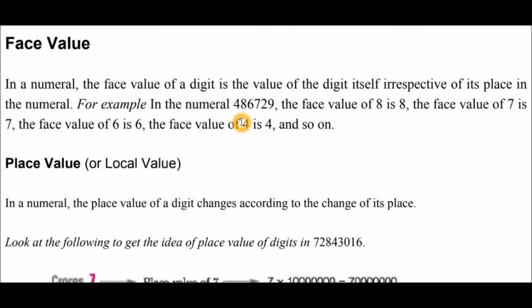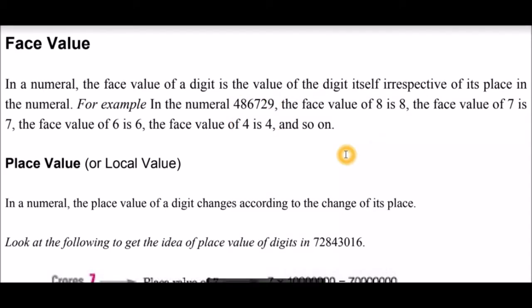For example, in the numeral 4,86,729, what is the face value of 8? 8 only. The face value of 8 is 8 only. And what about the face value of 7? 7 only. The face value of 6 is 6 only. And the face value of 4 is 4 only. And the face value of 9 is 9 only, and so on.